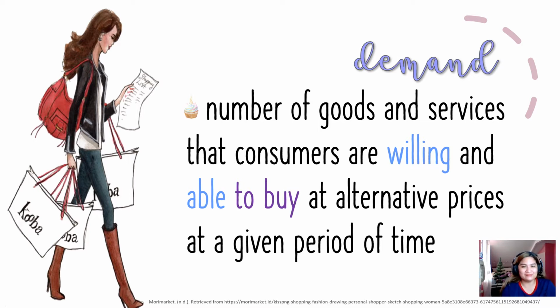So there are 5 items that you have to remember for demand. First, we have number, and then willing. Next is able. The fourth one is buy, and lastly, prices. So number, that refers to the quantity of items. And then willing, the willingness of the consumer. Do you really want to buy it? That's willing. And then for able, it means the ability of the consumer. Can the consumer really afford to buy a particular item?